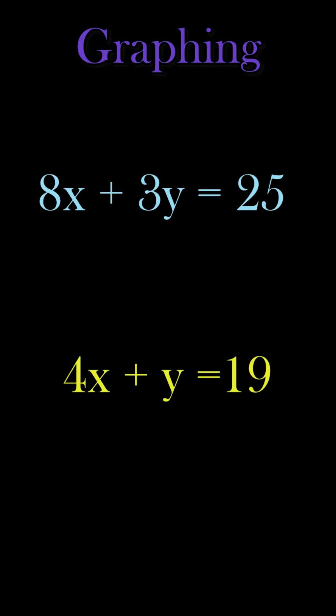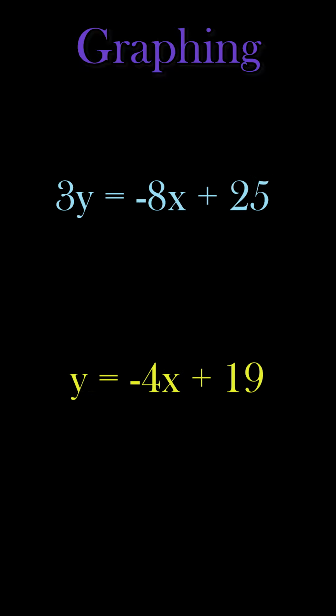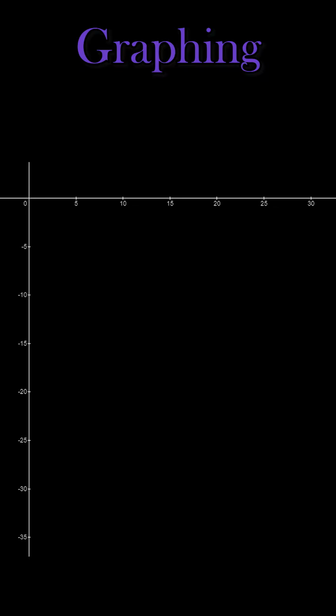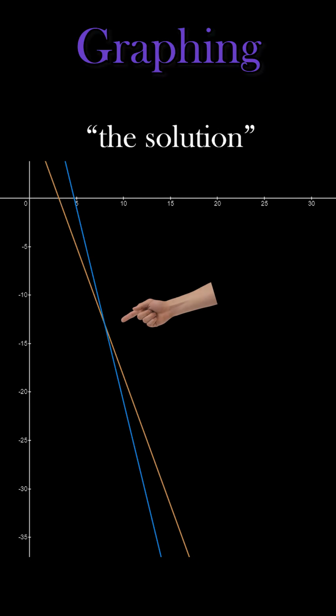For graphing, all you have to do is determine the function for each equation and plot them on a Cartesian plane. Where the graphs cross is the point of intersection, aka the solution.